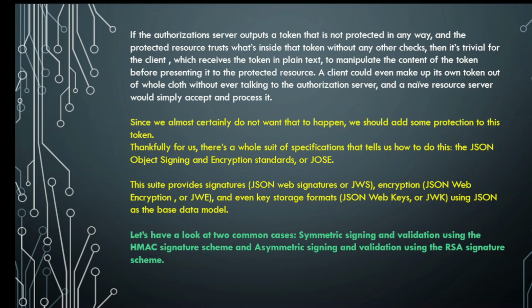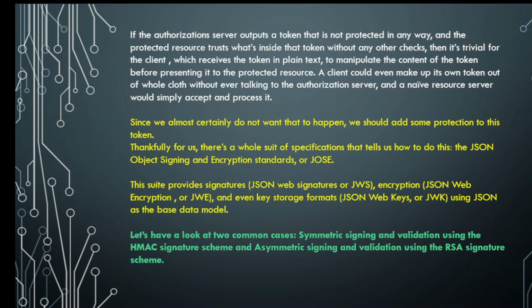So that's where the validation and PKI play a very important role. The validation part: maybe you are sending me some token, but how can I verify whether it's correct or not? So there we have PKI, public key infrastructure, and these asymmetric and symmetric things play a role. We'll cover both things here. Since we almost certainly do not want that to happen, we should add some protection to the token. That's why we want to add protection.